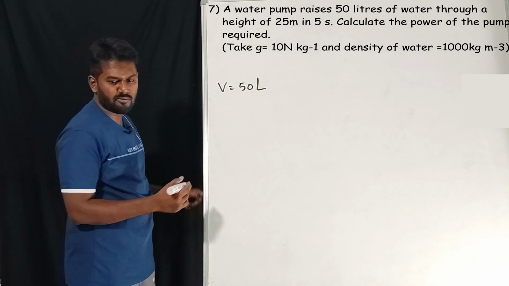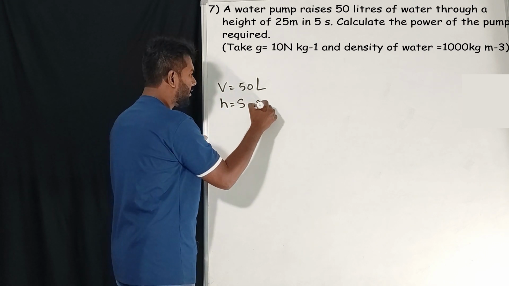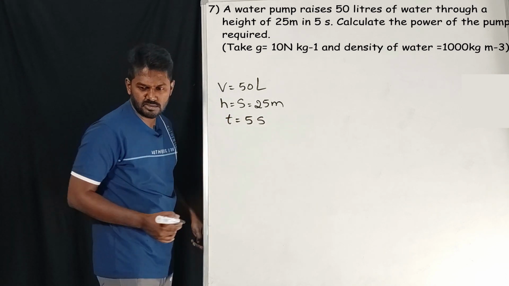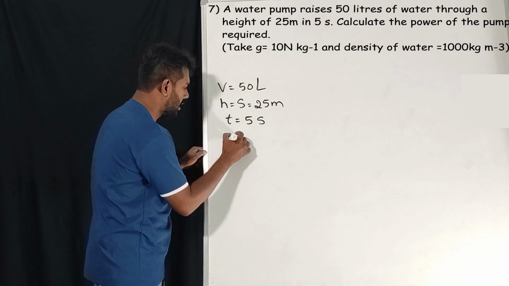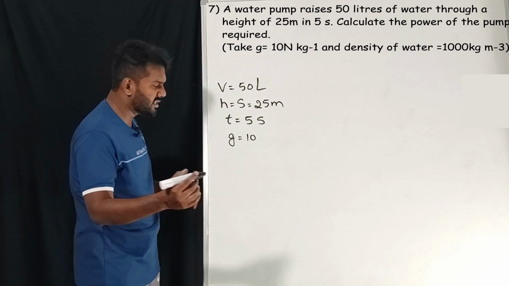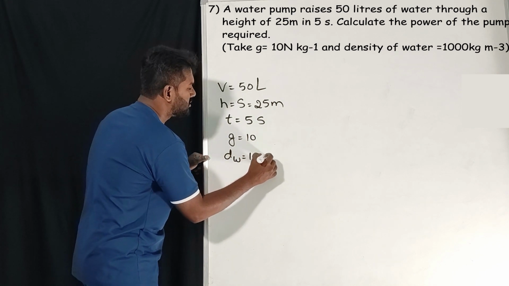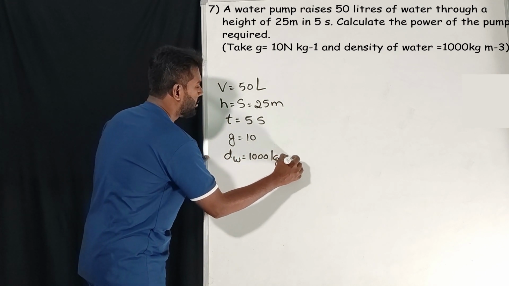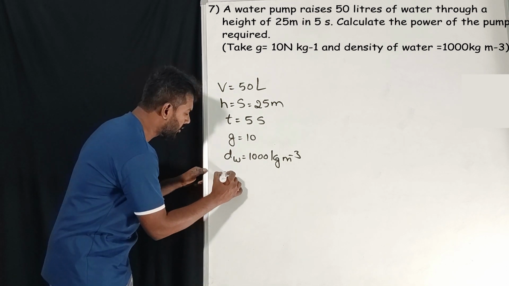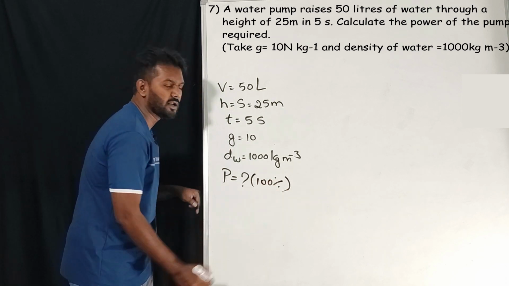Then height is given, correct? Height is nothing but displacement, that is 25 meter, and time they have given as 5 seconds, and g value is also given. g is equal to 10. Don't worry about the unit. Now again, density of water is equal to 1000 kg per meter cube. So what do we have to find? We have to find the value of power, and we have to assume it is 100% efficient.